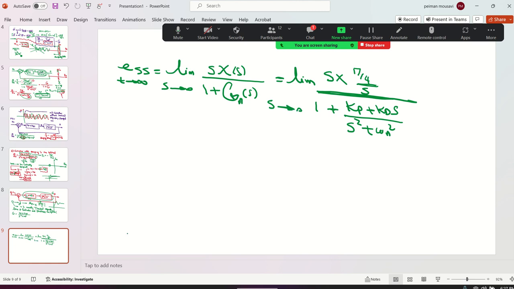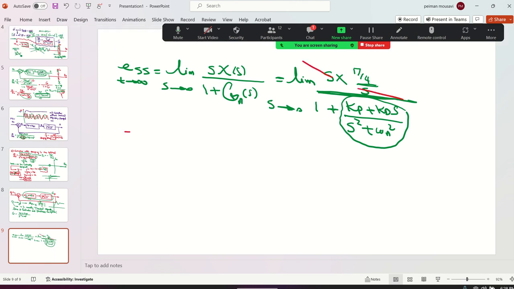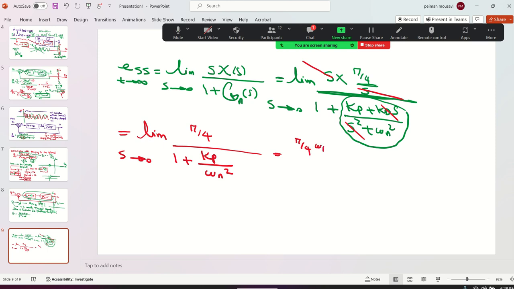As s goes to 0, this is your designed controller as an open loop transfer function. This s with this s goes to zero. So the error signal, for this specific example, which is pi over 4, is 1 plus Kp over omega n squared. As s goes to 0, you are going to have pi over 4 times omega n squared over (Kp plus omega n squared). What your friend said has mathematics behind it.